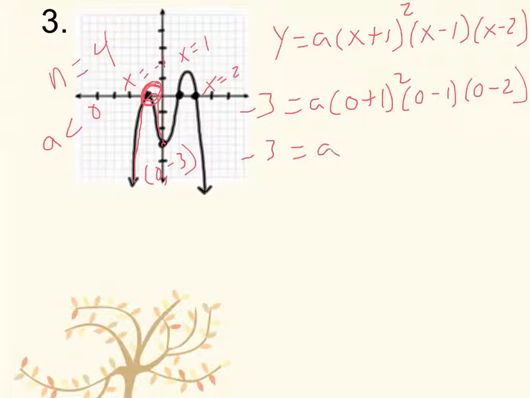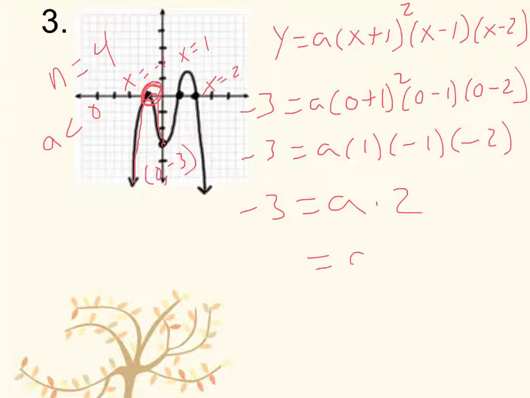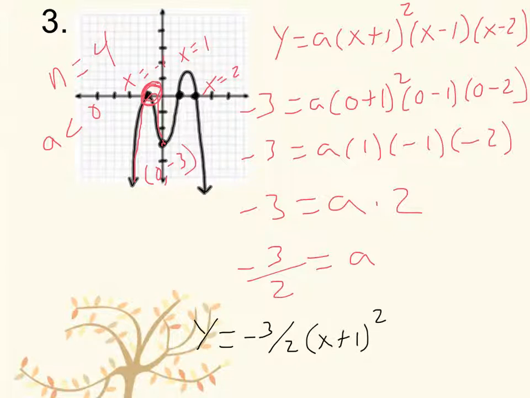And once again, our final steps are just about moving forward here and solving for a, which I'm expecting to be negative. It's worth noting, 1 times -1 times -2 is +2. Divide both sides by 2. Oh, look, there you have it. Indeed, a is negative, which is why the graph opens down. And just to finish this one off, y equals -3/2 times x plus 1 squared times x minus 1 times x minus 2.